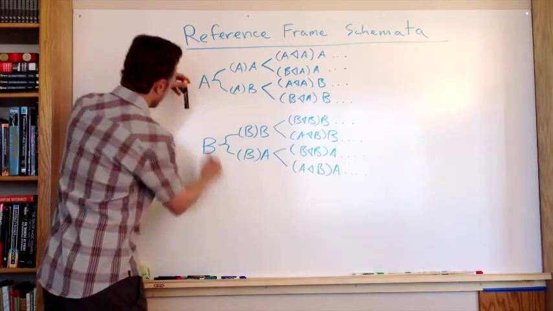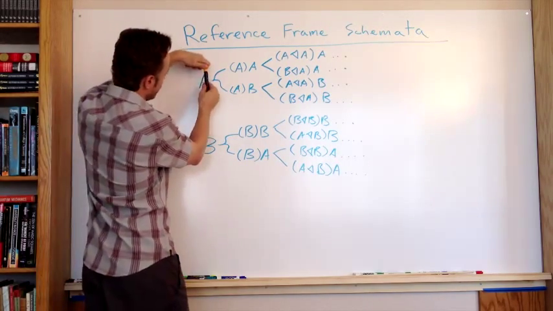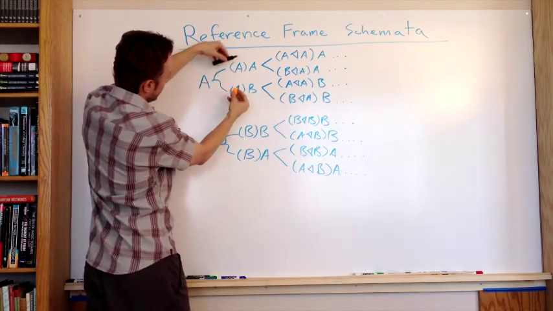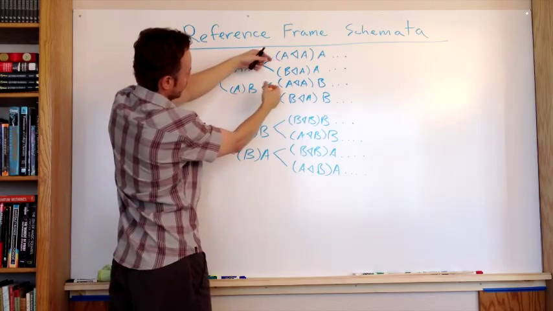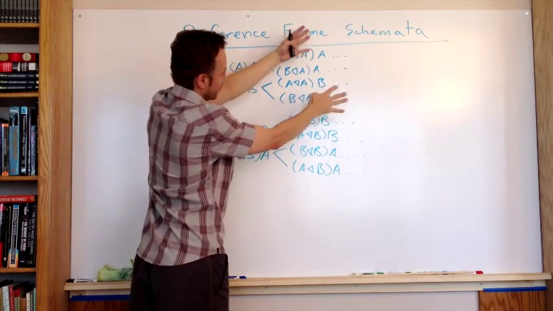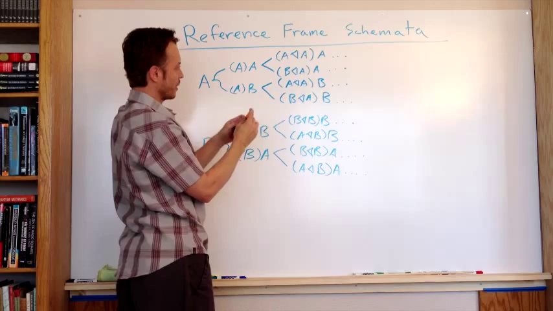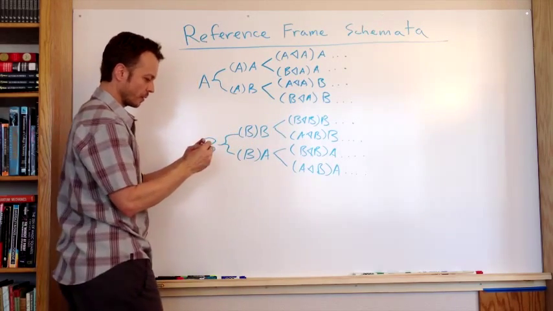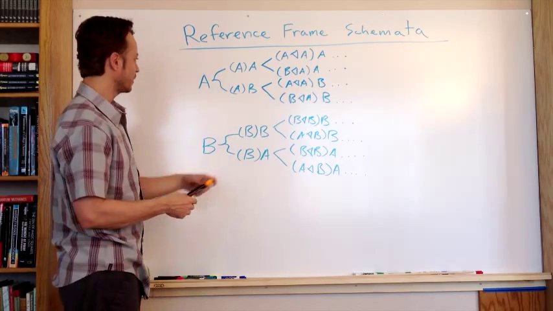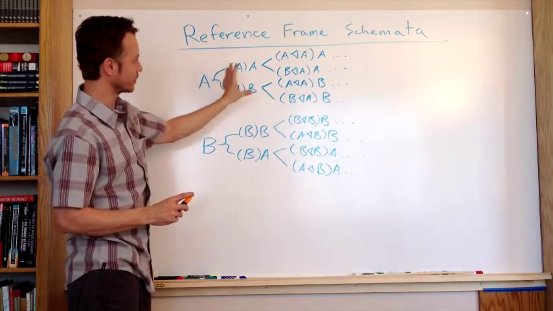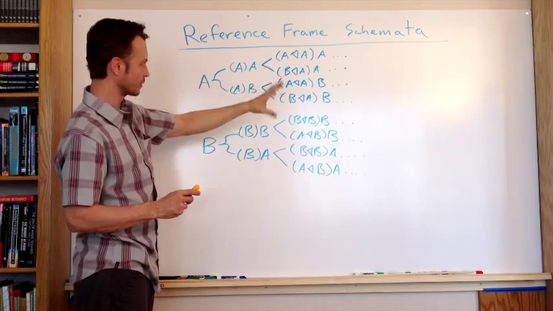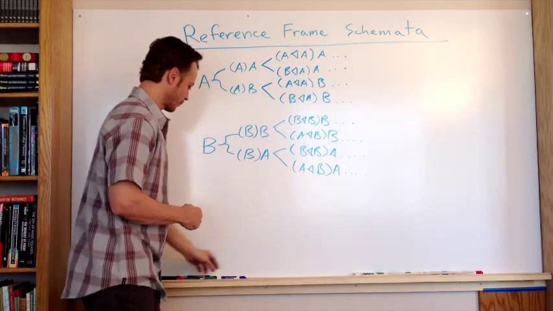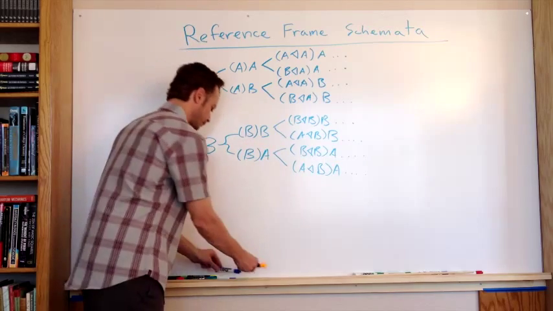So we could see that A breaks down into A relative to A and A relative to B, and then these would continue to just break down further and further. And whether or not it goes infinitely as far as this marker is concerned, that becomes an issue of debate. But as far as the reference frame schemata, this just keeps going infinitely for both of them.